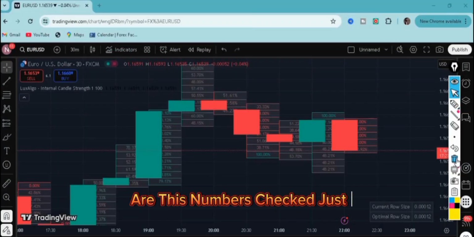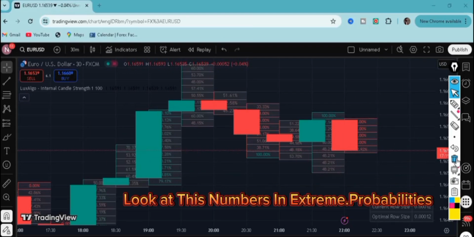Okay, and so guys, another thing I would love to clarify is where to look at these numbers. Do you look at them anywhere? This is the answer. I know this is a question you have most heard. Traders should be aware of the extreme probabilities located at the higher or lower end of the bars. So here you look at the higher or lower.